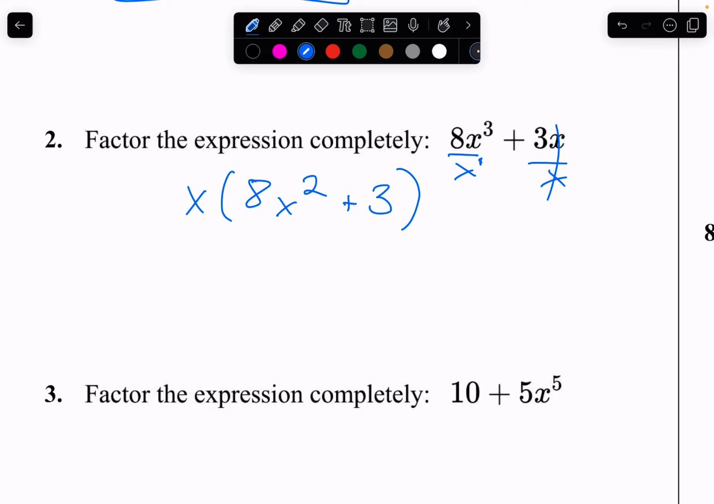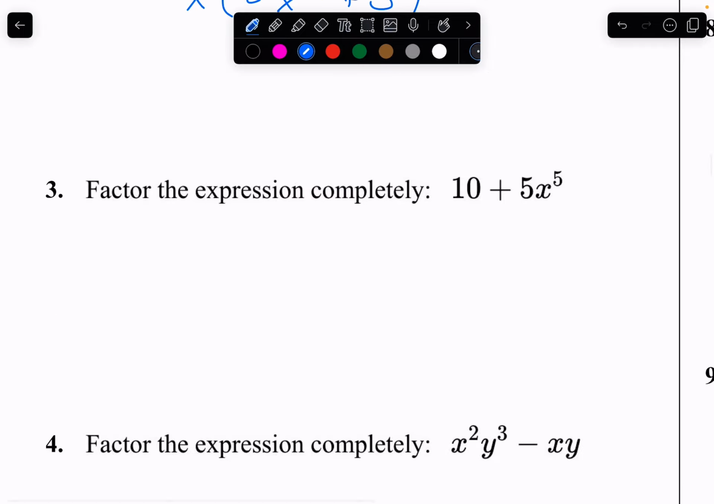Let's try number 3 here. I've got a 10 and a 5. My GCF here is going to be 5. This term has an x to the 5th, but the other doesn't have any x's, so we cannot take an x out. We're just going to divide by 5, and we get 2 plus x to the 5th.